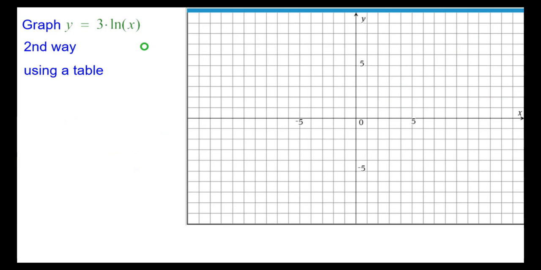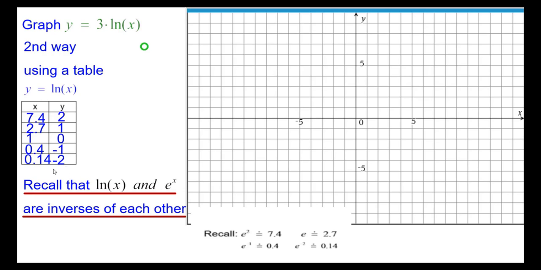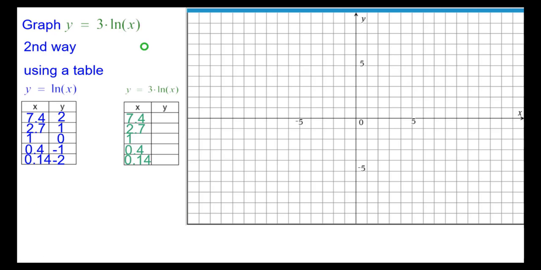The second way is using a table. And again, recall that natural log and e to the x are inverse functions. So notice this table looks just like the e to the x one, except the x and y's are interchanged. We're going to multiply each y value by 3 because of that coefficient. So 2 times 3 is 6, and so we'll go 7.4 comma 6. 1 times 3 is 3. Over e, 2.7 and up 3.